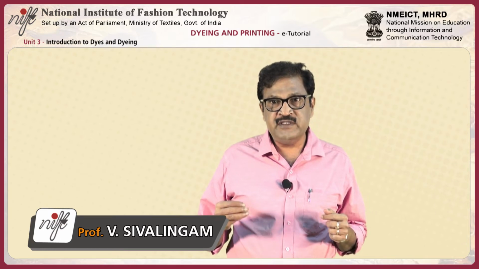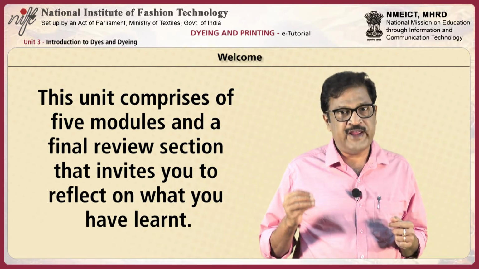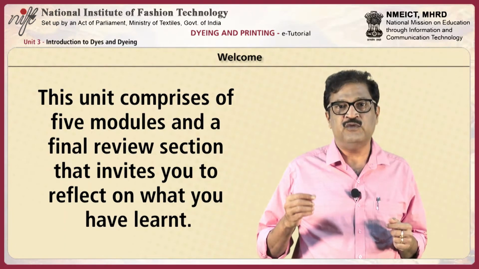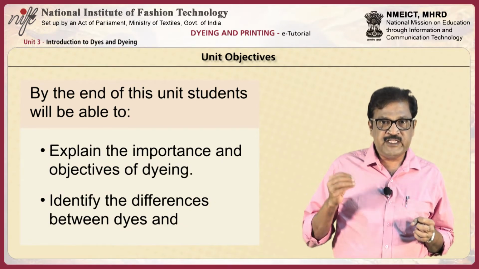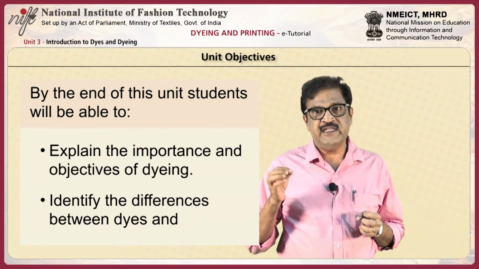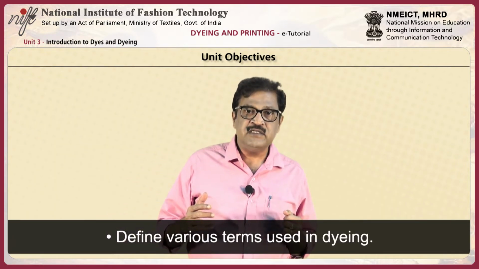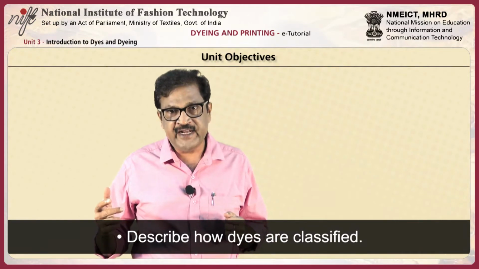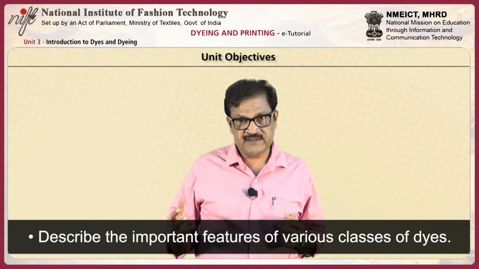This unit introduces you to dyes and dyeing process. This unit comprises 5 modules and a final review section that invites you to reflect on what you have learned. By the end of this unit, students will be able to explain the importance and objectives of dyeing, identify the differences between dyes and pigments, define various terms used in dyeing process, describe how dyes are classified, describe the important features of various classes of dyes.